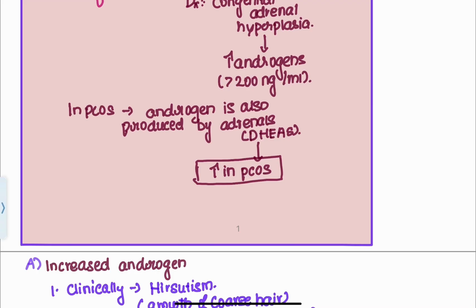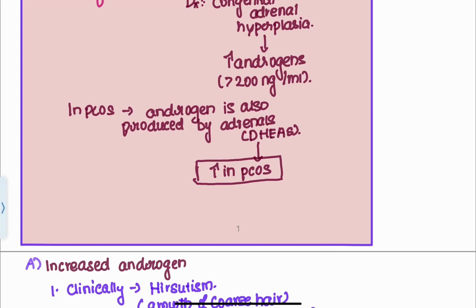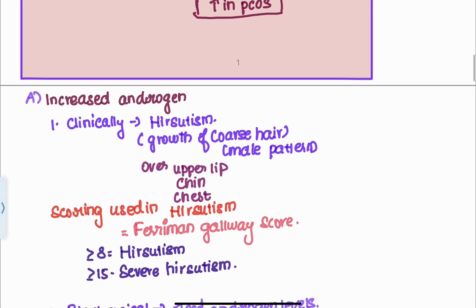But you also need to remember that in patients of PCOS, androgens are not only produced from the theca cells of the ovary, but also by the adrenal gland. So what is the androgen being produced by the adrenal gland in patients of PCOS? Those are dihydroepiandrosterone sulfate, DHEAS. So in patients of PCOS, androgens are produced from the theca cells of the ovary and also from the adrenal gland, which is DHEAS. Therefore, the levels of DHEAS will also be increased in patients of PCOS. Is that clear? Androgens will be increased in patients of PCOS. Similarly, dihydroepiandrosterone sulfate will also be increased.